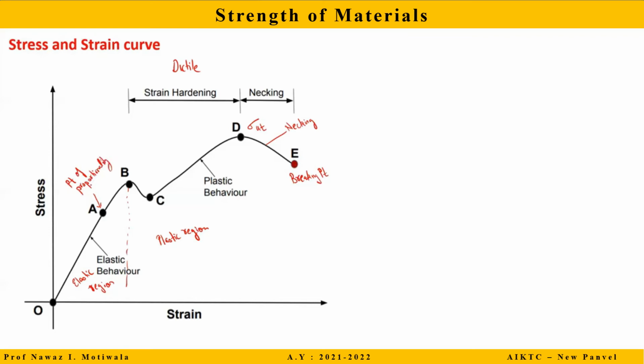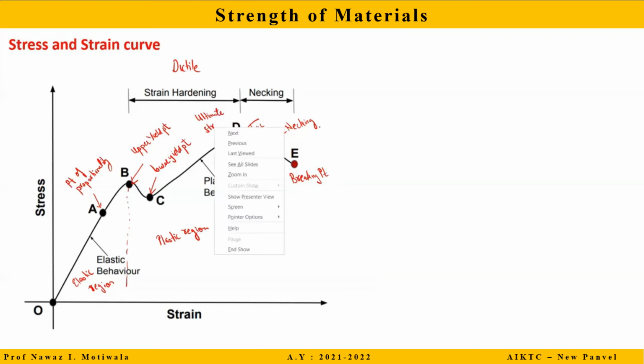Or I can say a point up to which stress is directly proportional to strain. This point B is known as the upper yield point. And this point C is known as the lower yield point. D we have already seen. It is the ultimate stress point. So I will write here ultimate stress point. And finally, E is known as the breaking point.